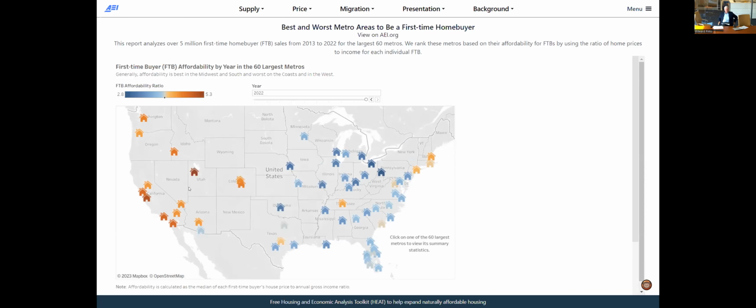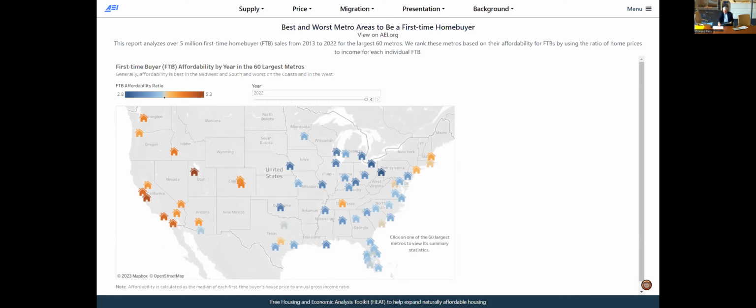And so basically, we track this, you can go back in time, but in the interest of time, we'll just focus on this. You can see that first time buyers have a lot easier chance east of the Rockies, except in some pockets in the Northeast. And again, Nashville has gotten quite a bit worse. But the most expensive places tend to be Colorado and further west, the one exception being Tucson. And we'll be updating this once we get 2023 data.